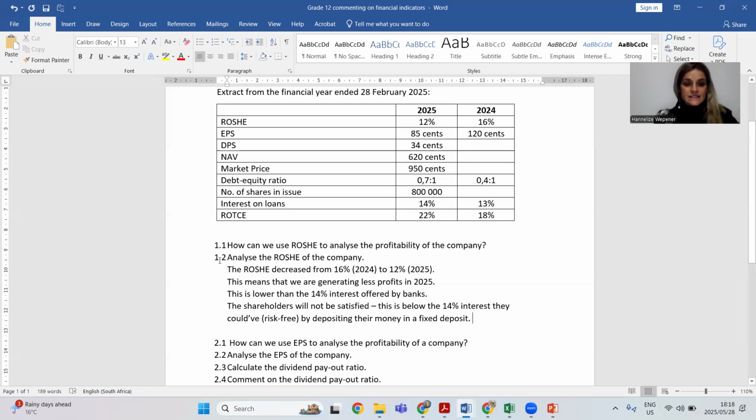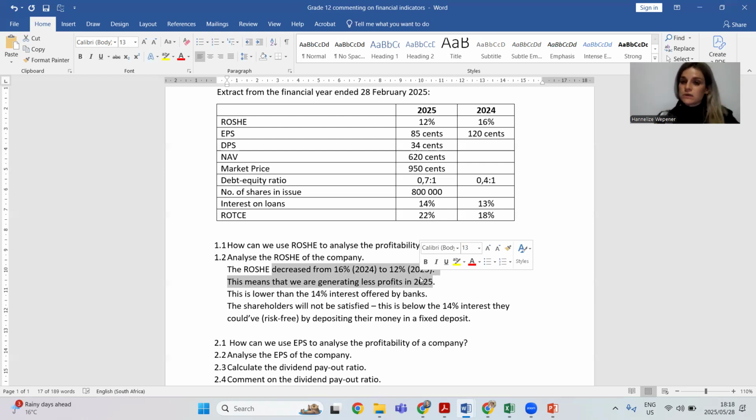So yes, if we have to say how we can use ROSHE to analyze profitability, we are looking at the profits that we are generating when using the shareholders' equity alone. So are we earning a good return as shareholders? And then we compare that to the prior year to see, did it improve or not? In this case, unfortunately, it didn't.